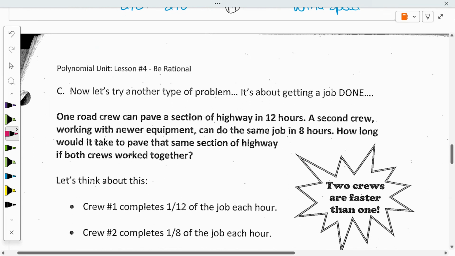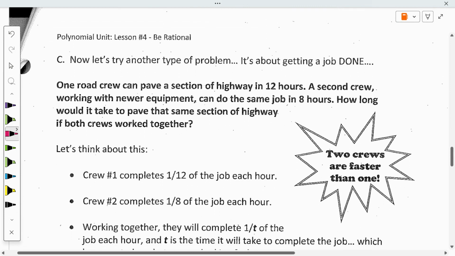So, one road crew can pave a section of highway in 12 hours. A second crew working with newer equipment can do the same job in 8 hours. How long would it take to pave the same section of highway if both crews work together? So let's think about this.